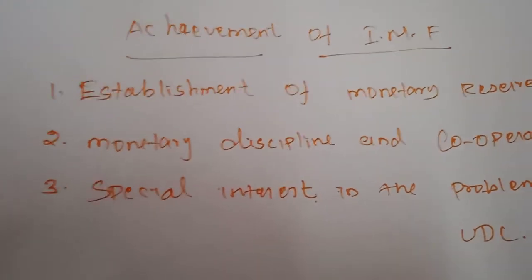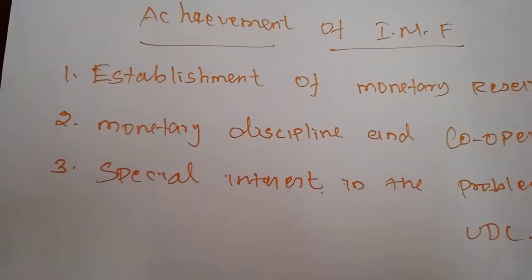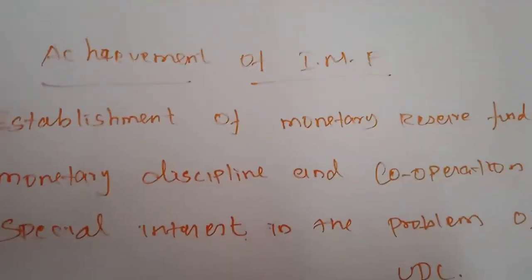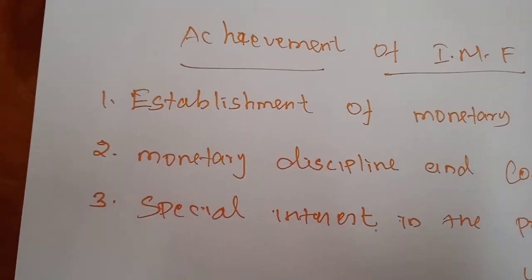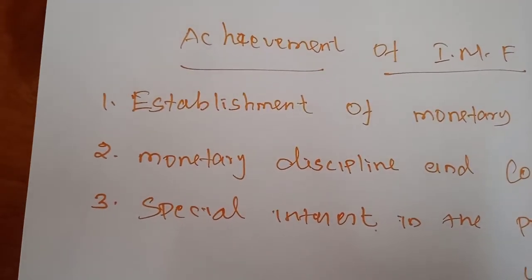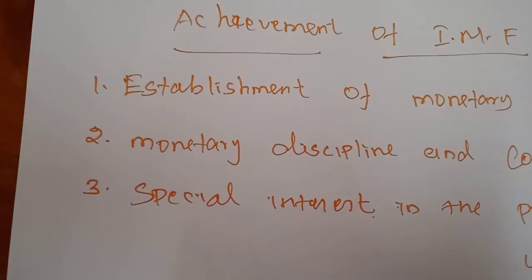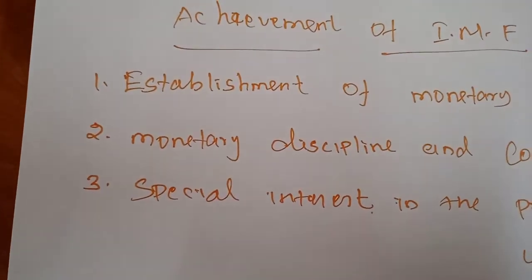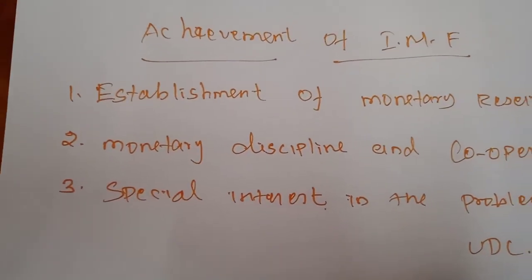Next, achievement of IMF. So what are the achievements achieved by the International Monetary Fund? First, the establishment of monetary reserve fund. The IMF has played a major role in achieving the sizable stock of the national currencies of different countries. To meet the foreign exchange requirements of the member nations, the International Monetary Fund uses its stock to help the member nations to meet foreign exchange requirements. So it created the Monetary Reserve Fund.